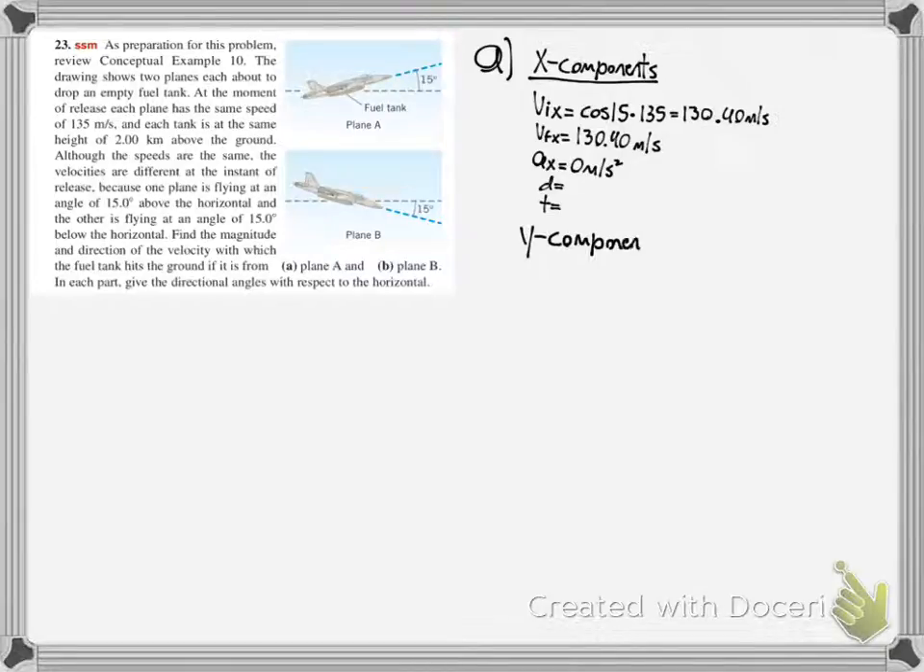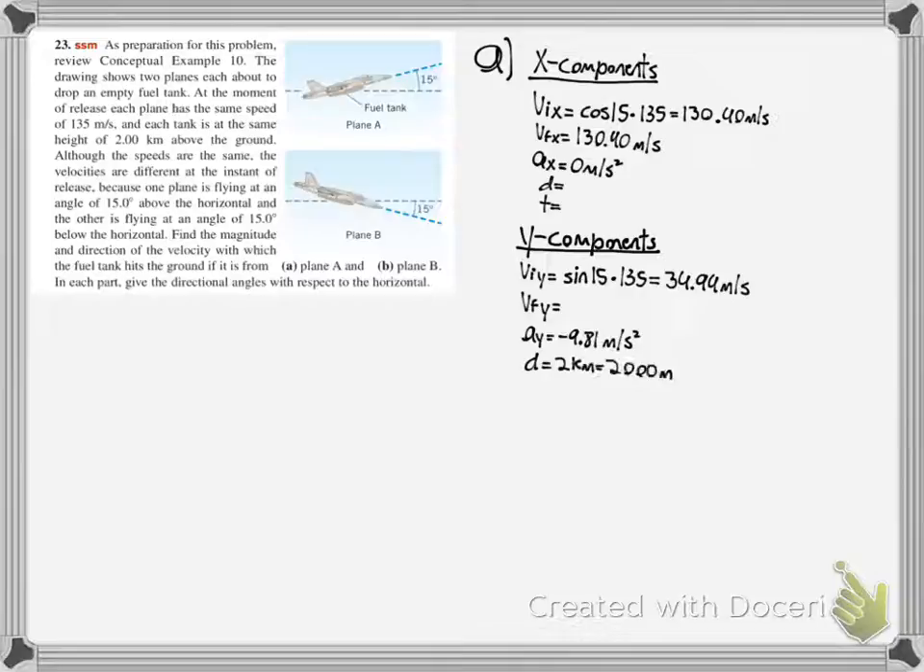For our y components, using our sine function, we find that the initial velocity in the y is 34.94 meters per second. We don't know what the final velocity is, and we know the acceleration is negative 9.81 meters per second squared. The displacement is 2 kilometers, which is equal to 2,000 meters. And our time, we don't know.